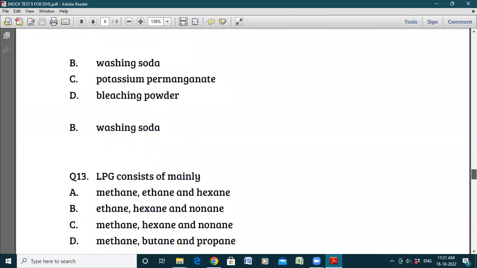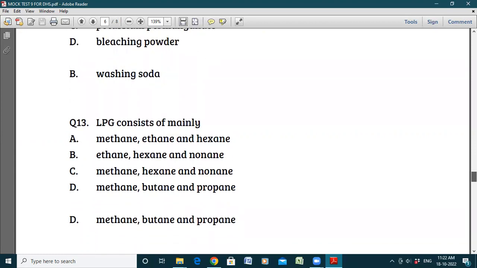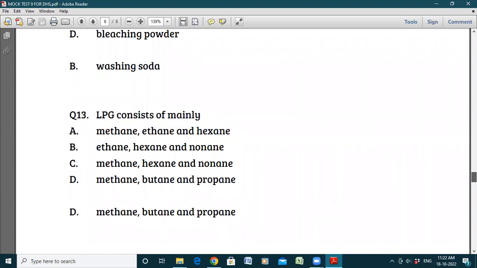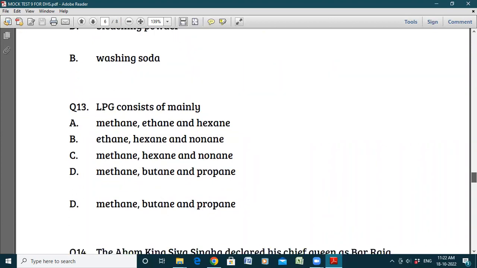Then question number 13, LPG consists of mainly, go through the options and the correct answer will be methane, butane, and propane. That is option D, that is LPG consists of mainly methane, butane, and propane. So D is the correct answer.